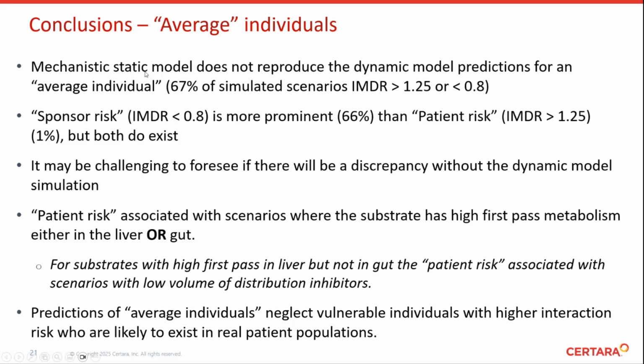So the mechanistic static model total doesn't reproduce the dynamic model predictions for an average individual. So 67% of the simulated scenarios here were outside of the 0.8 to 1.25 range. And the sponsor risk is more prominent, so about 66% of the scenarios were there, and the patient risk about 1% were in that range, but both do exist.